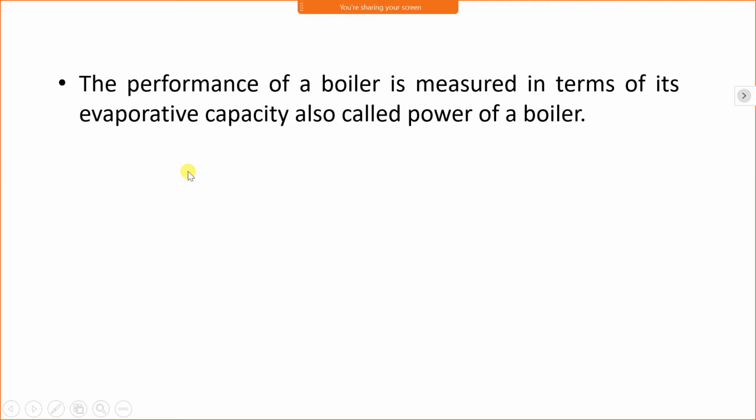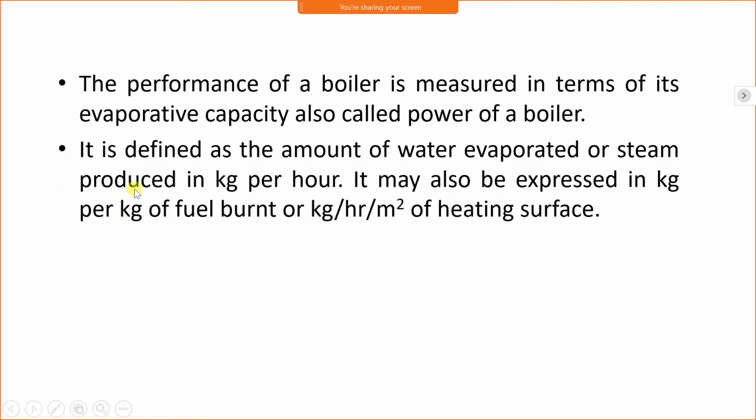Now steam is produced in terms of kg per hour or kg per kg of fuel or kg per hour per meter square area. Evaporative capacity is defined as the amount of water evaporated, it means steam formed. It is defined as the amount of water evaporated or steam formed in kg per hour. Evaporative capacity can be denoted in terms of kg per hour.